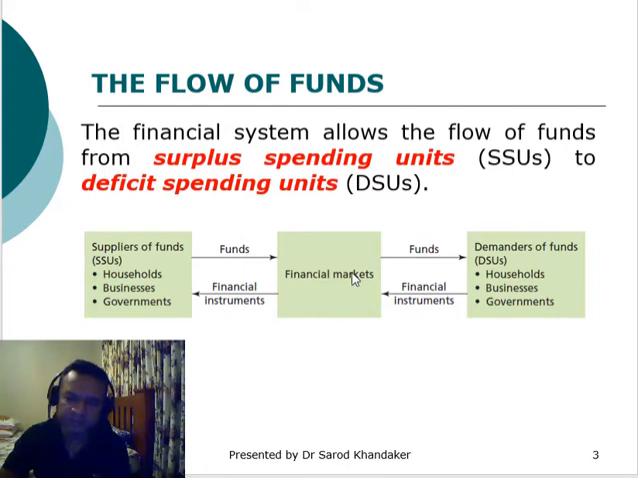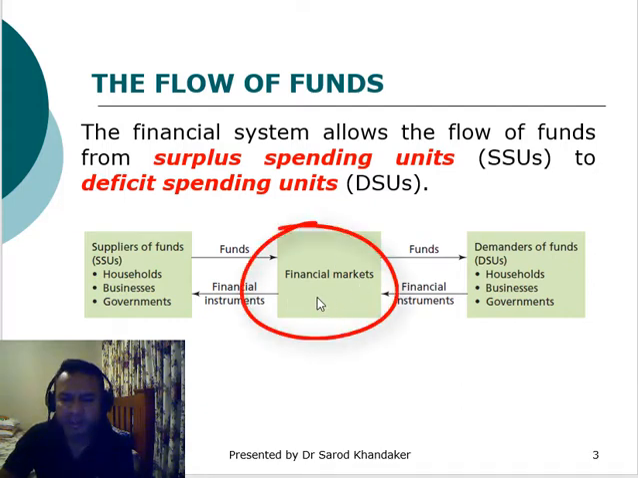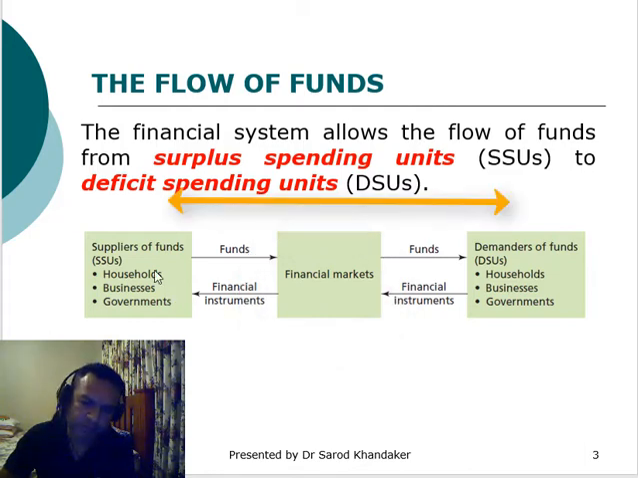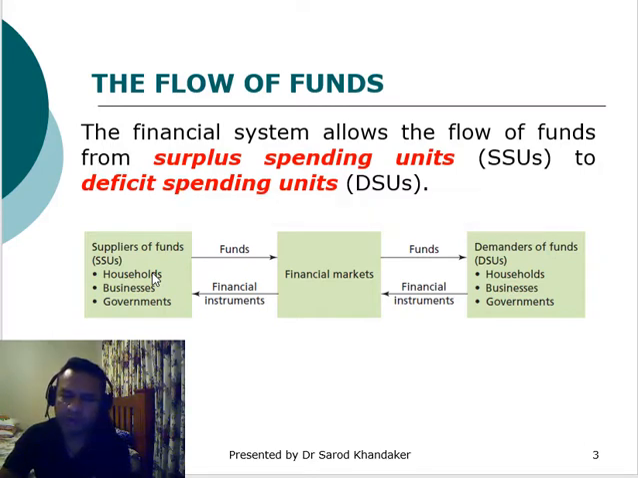In the middle, there is the financial market. The suppliers of the funds take the funds to the financial market, and the financial market facilitates the flow of the funds to the demander of the funds, which could also be households, businesses, and the government. They supply the financial instruments in the market. So in the market, the financial instrument is issued, and then this instrument passes to the supplier of the funds. So remember, in every financial system there are always suppliers and demanders of the funds.